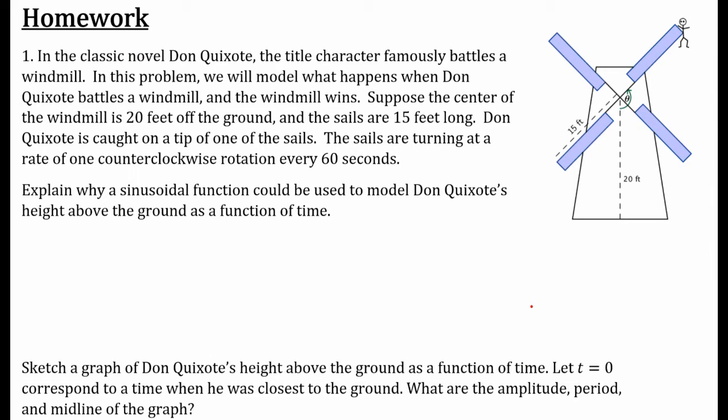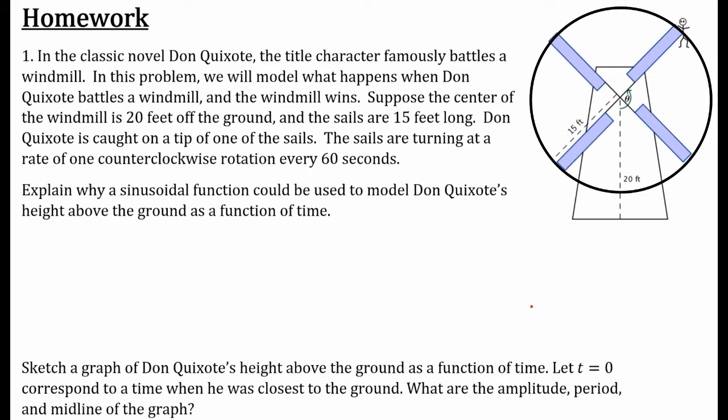Don Quixote is caught on the tip of one of the sails, so I'm going to assume this little person up here is Don Quixote. And apparently, he doesn't have a mouth. He only has 2 eyes, and that's it on his face. The sails are turning at a rate of 1 counterclockwise rotation every 60 seconds. So Don Quixote's height, Don Quixote appears to be spinning around this circle here. And it takes 60 seconds to go once around this circle.